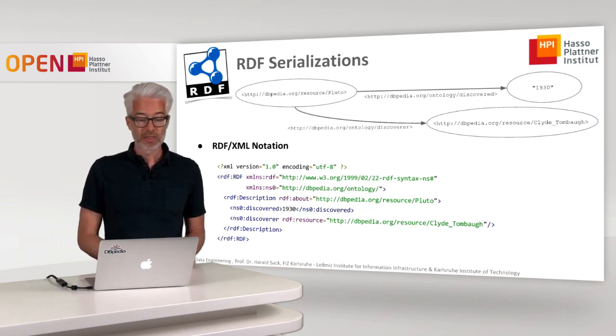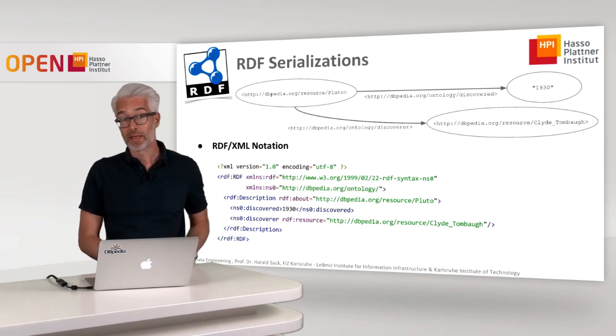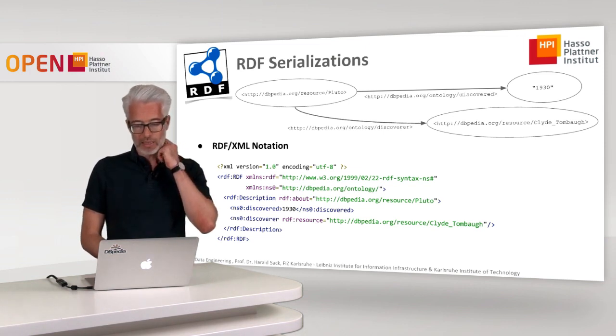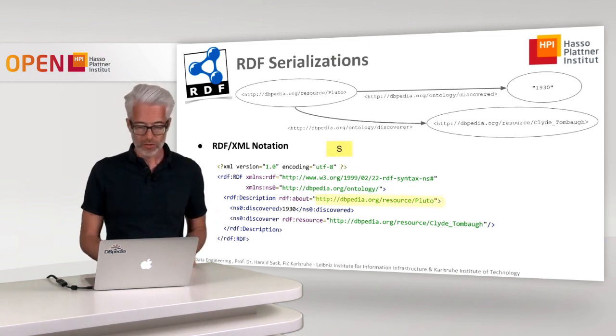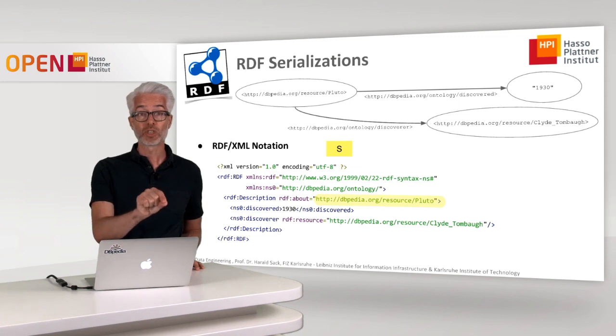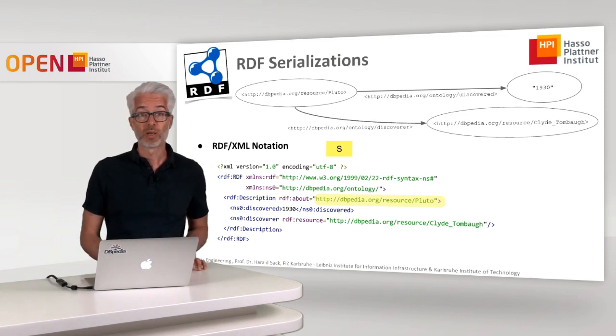Here is an example for the RDF/XML notation. You see that here you require even more space for better readability. I have used here different colors for the simple parts of RDF. Let's have a look here. So where is the subject? The subject is buried deep down here in the code. We have here an rdf:Description. Then we have the attribute rdf:about, and there is the subject Pluto.